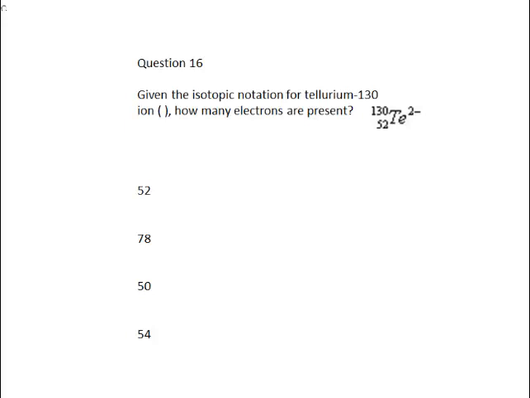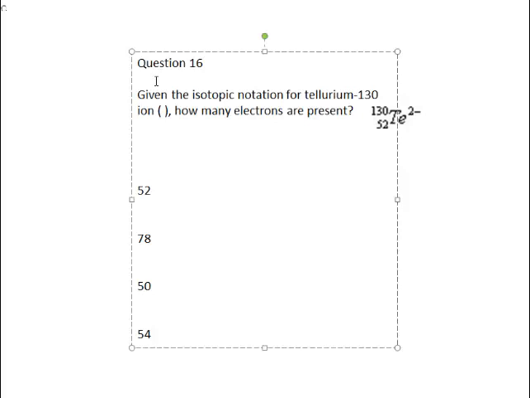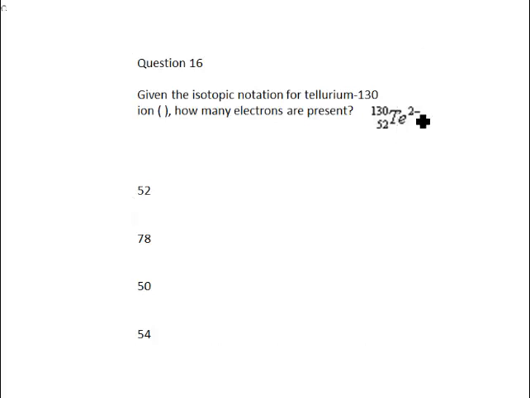So again, I have to ask you, forgive me, I'm not able to transfer these very well over, but you get the idea here. This one is for question 16, given the isotopic notation for tellurium-130. So that's this symbol, isotopic notation over here. Now notice this is now charged. It's a charged species. It has a 2 minus.